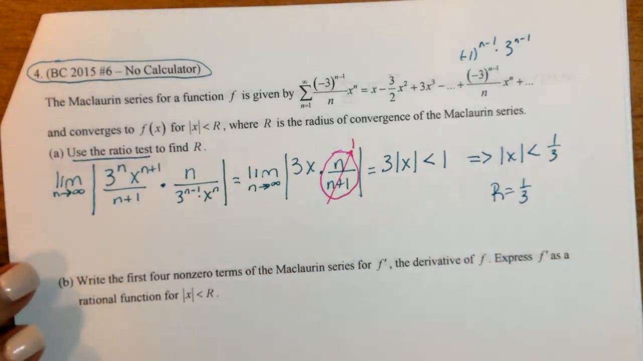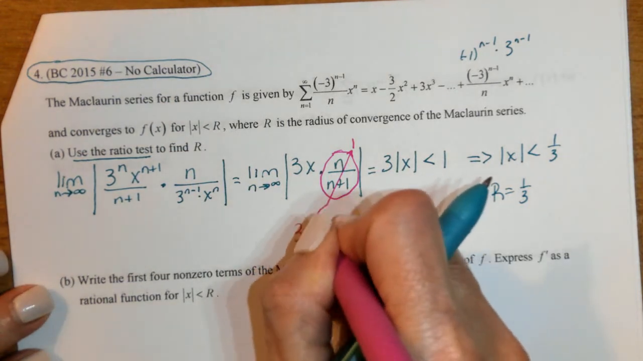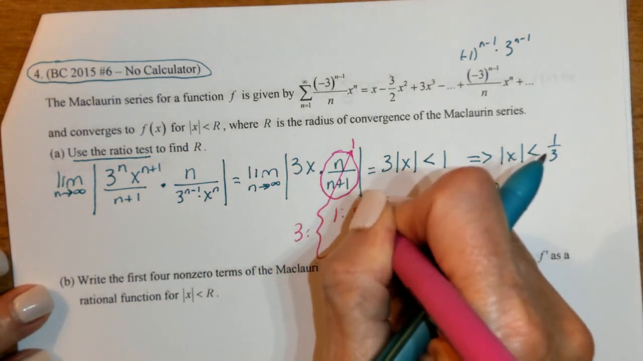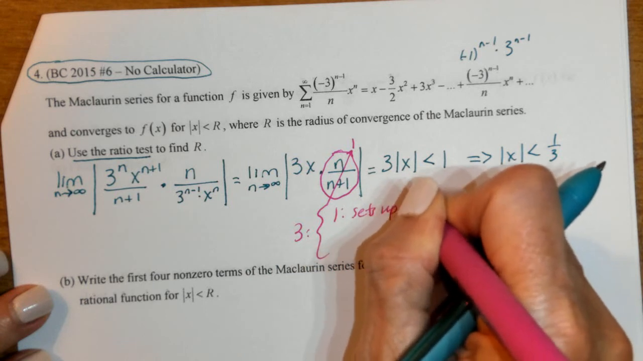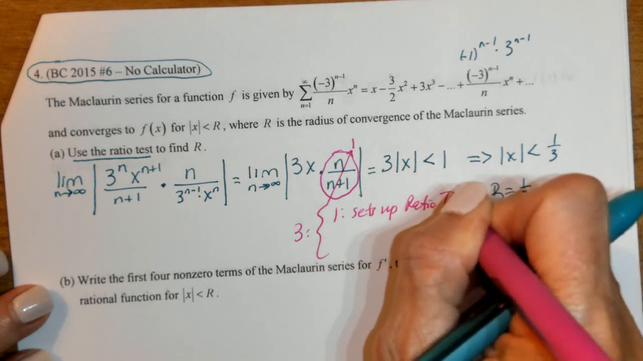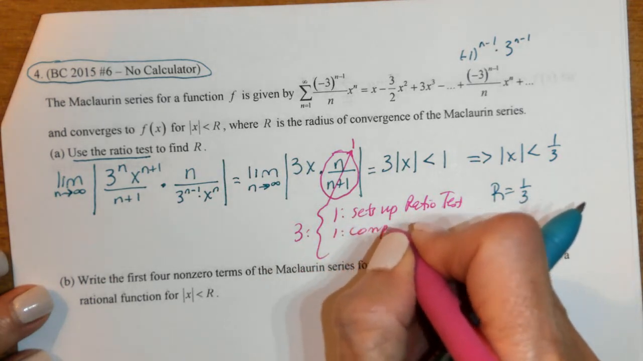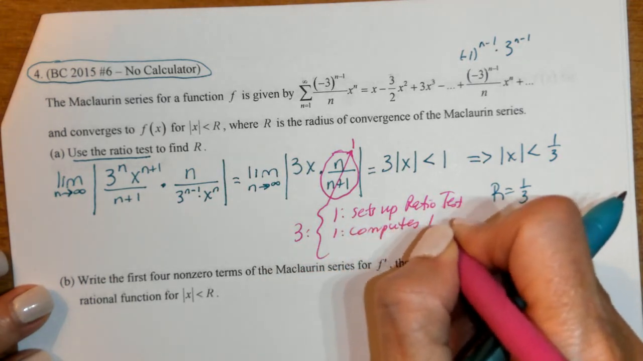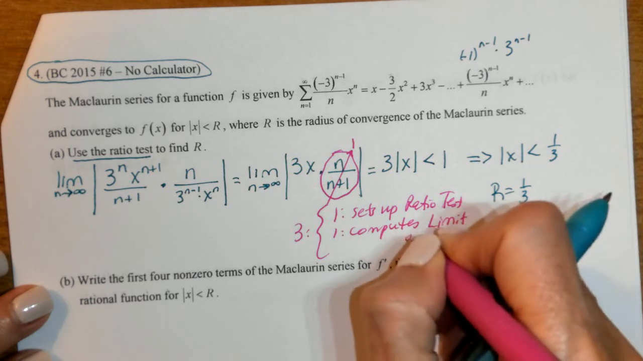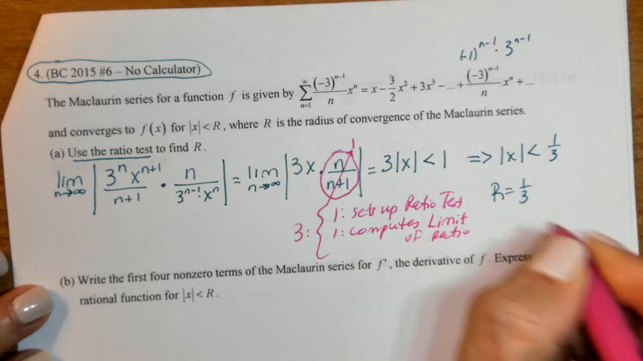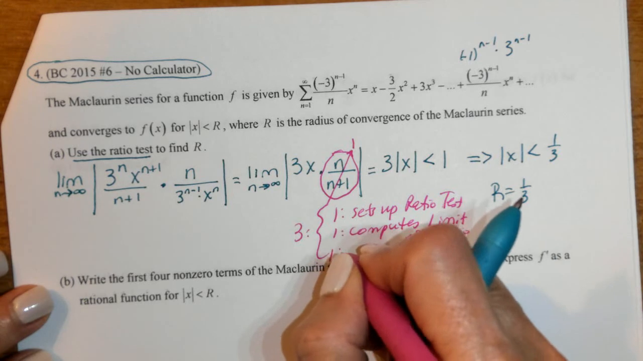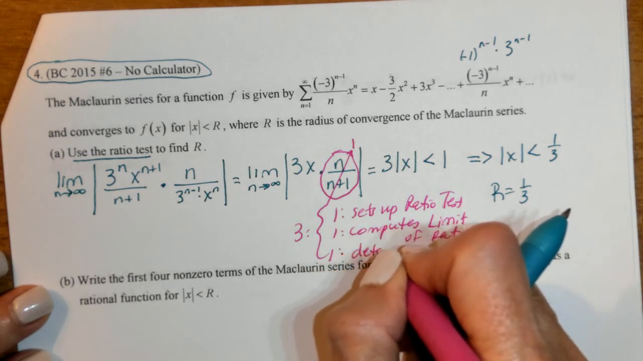This was worth 3 points. 1 point for sets up ratio test, 1 point for computes the limit of the ratio, and 1 point for determines the radius of convergence.